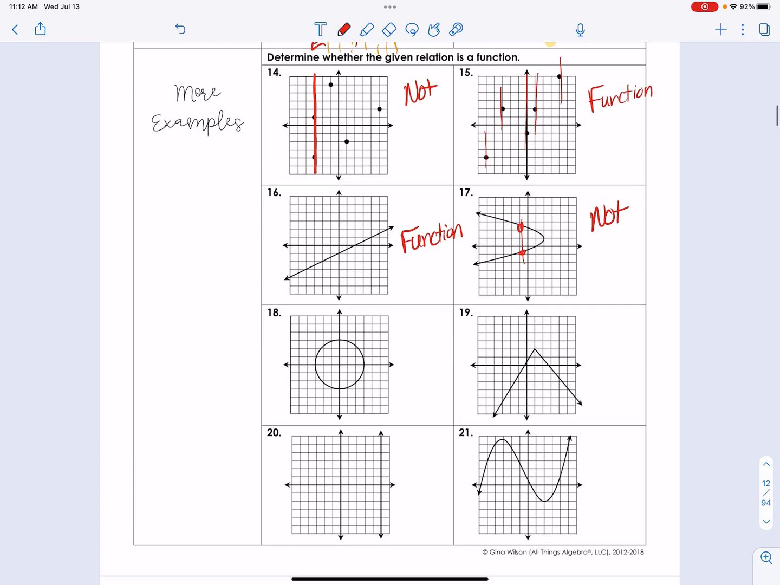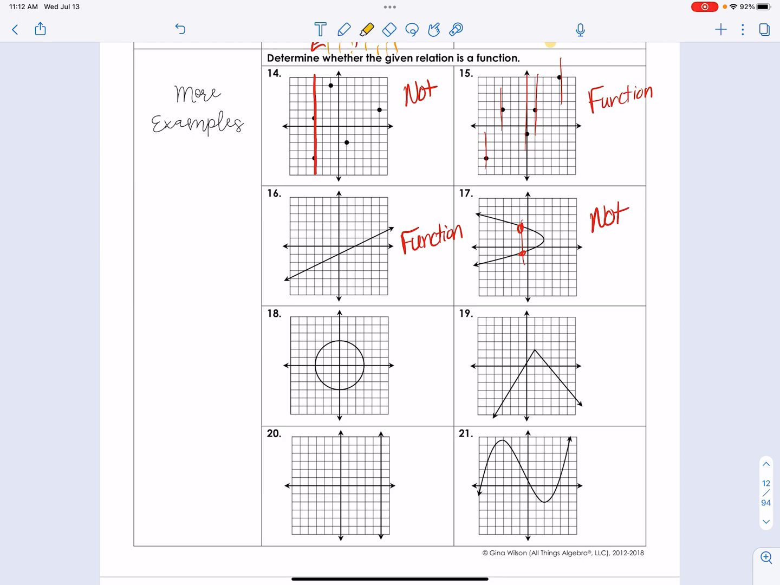All right, so I would like you to do 18, 19, 20, and 21. Yes or no? Function, not a function. Make an actual vertical line. There we go. Okay, so if I look at this, this vertical line hits twice. So it is not a function. This one, I can slide it all the way across, right? Slide it all the way across and it never hits. So that would mean that this one is not a function and this one is a function.